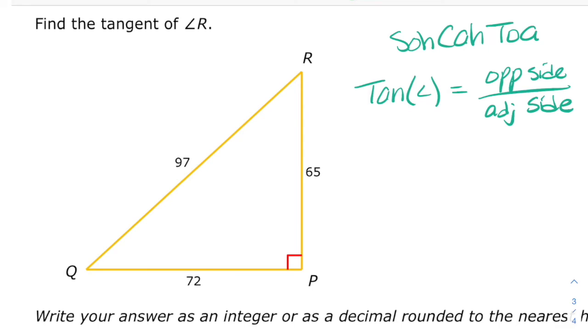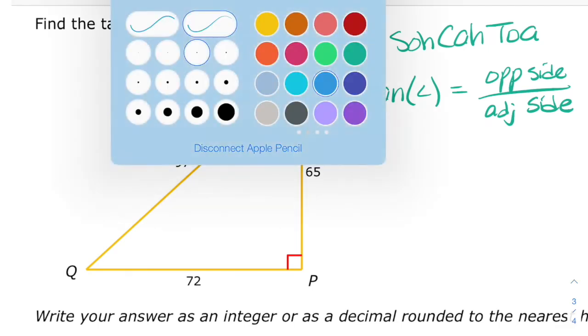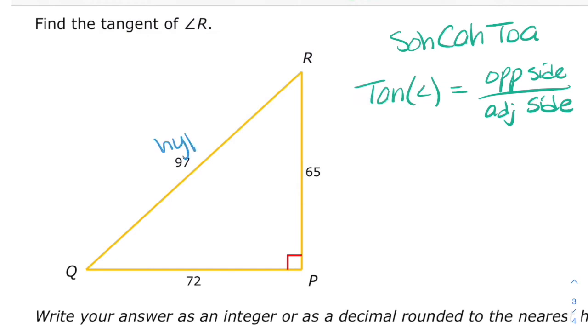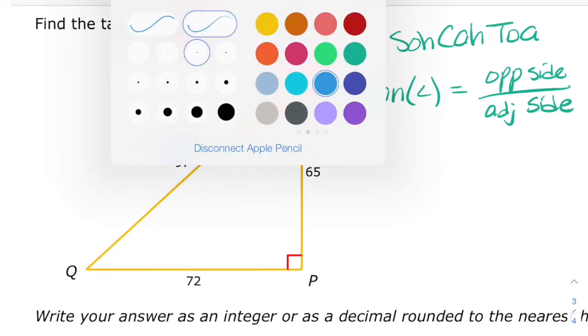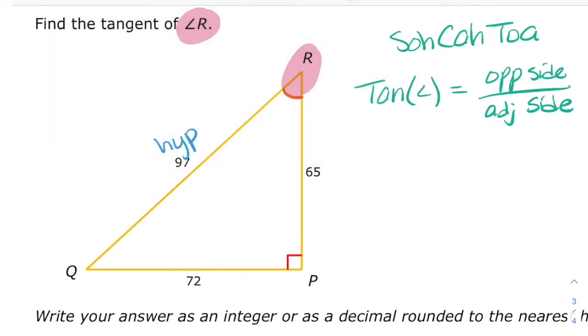So I want to label my hypotenuse right away. I always want to do that. Okay, what's the angle? It's angle R. So angle R is right there. So let's put a tick mark in. That's angle R. So it's the tangent. So that's the opposite over the adjacent.